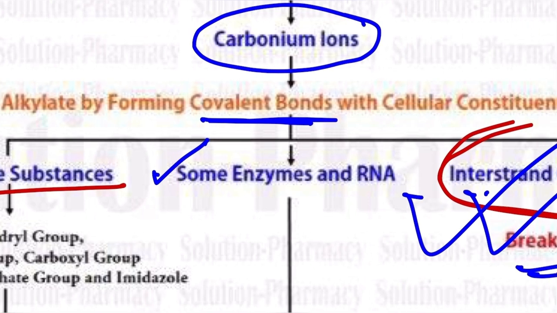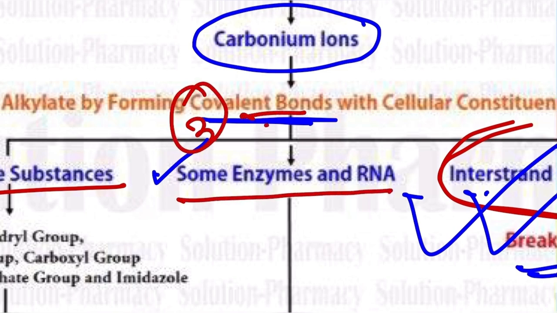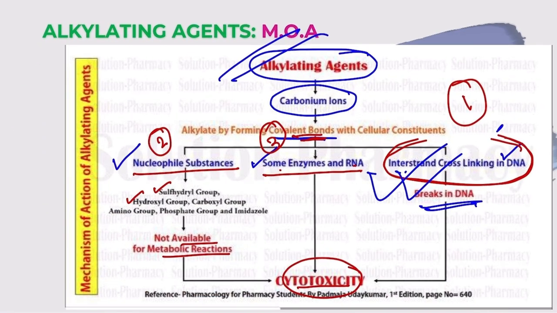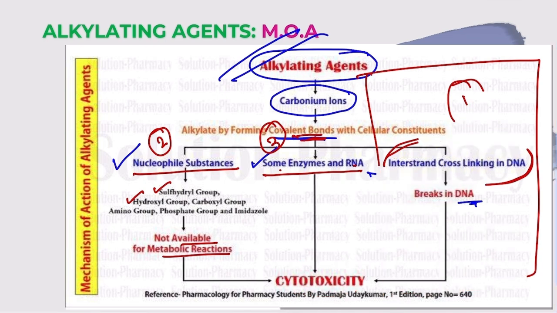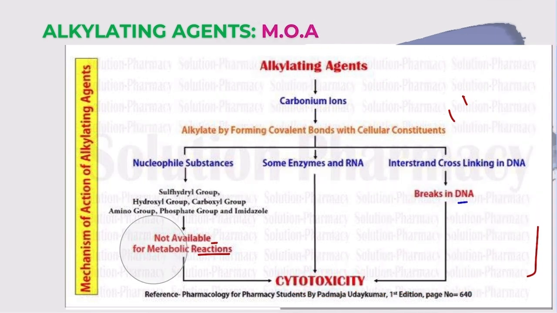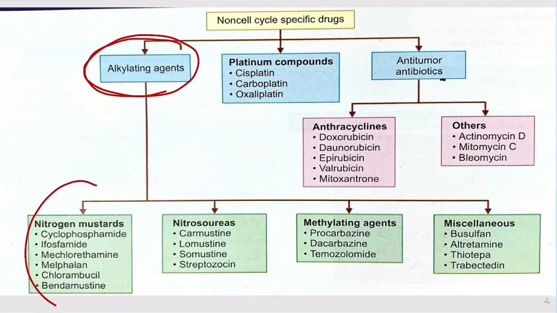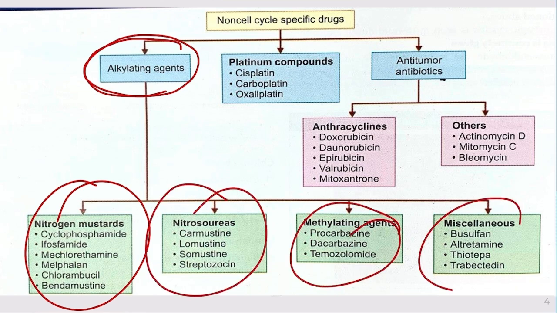Ultimate result is cytotoxicity. And number 3 mechanism is some enzymes and RNA. They form covalent bonds with some enzymes and RNA, and the ultimate result is cytotoxicity. But in your exam paper, if you write only point 1, that will be enough. This is my opinion. But for a better answer, you should write all the 3 points. So this is the mechanism of action of all alkylating agents.